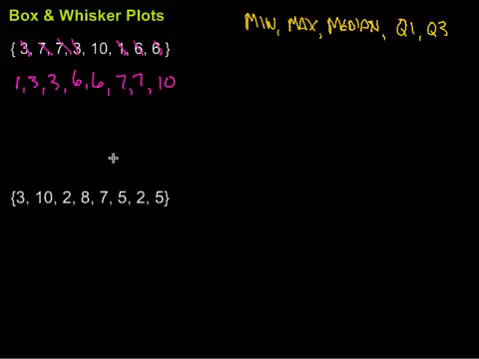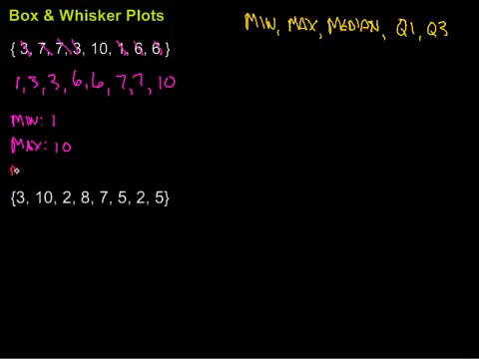Now, I need to find the minimum, maximum, median, and the first and third quartiles. Let's start with the minimum and maximum, because those are pretty straightforward. The minimum is the smallest in the set. In this case, it's just 1. The maximum is the largest in the set. In this case, it's 10. We've got those taken care of.